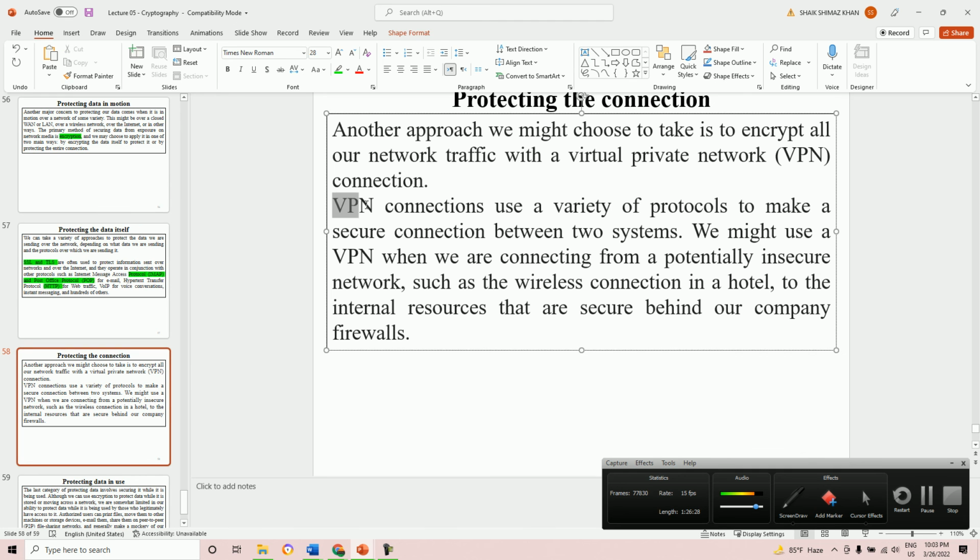And VPN, virtual private network, is also another way to protect data in motion, protecting the connection. Suppose, students, you want to connect to your office company from your home through the public network, then the company can support you with a virtual private network. When you connect to your company from your home through the VPN, there is a secured connection between your system and the company network. That's called a virtual private network.